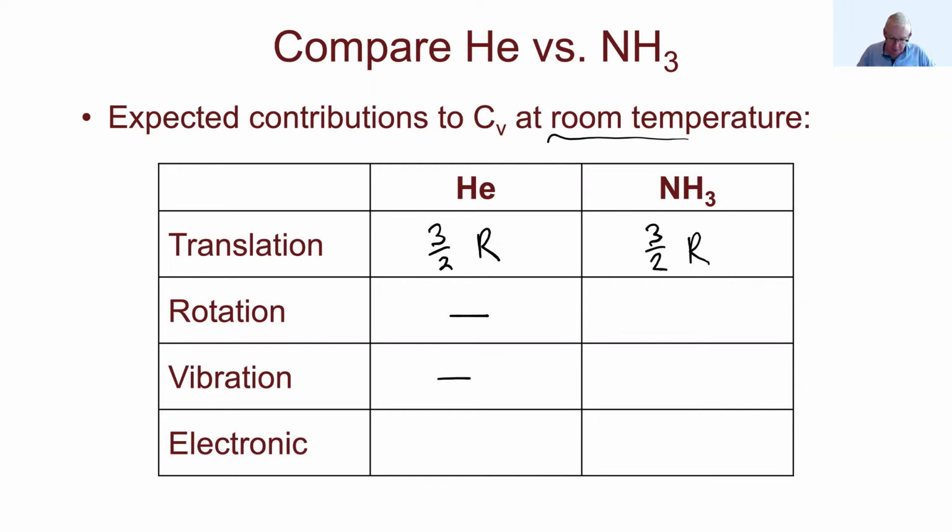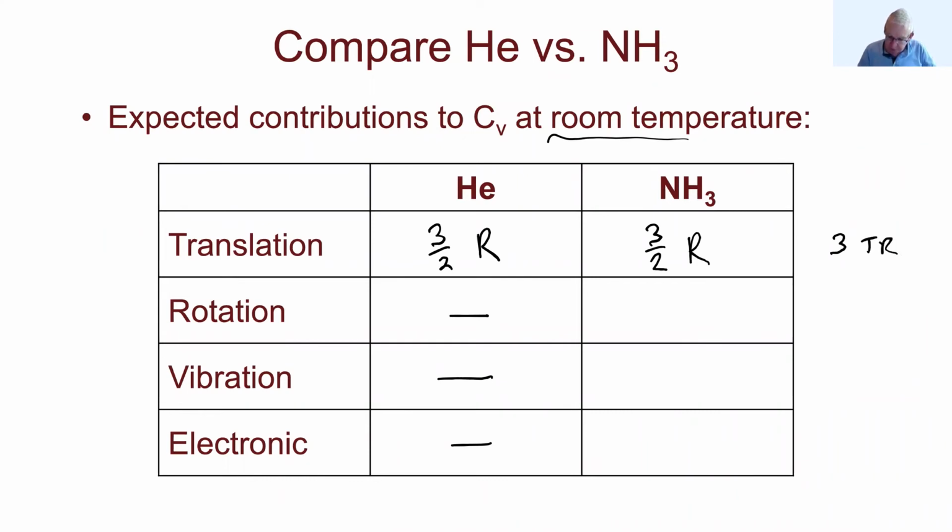I can't vibrate it, and I do not expect a contribution from the electronic states, because there's no real chance that near room temperature I'm going to promote an electron from the helium 1s orbital up to, say, the 2s, which would be the next one available. If I get to rotations, my translations here, I always have 3 translations for anything.